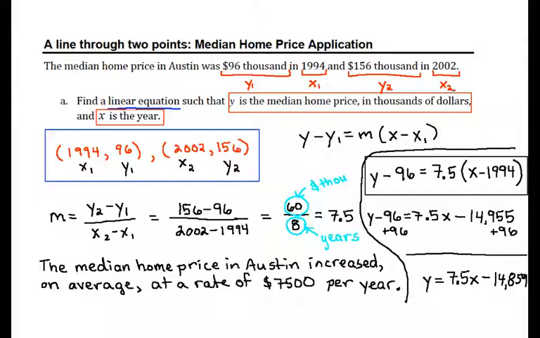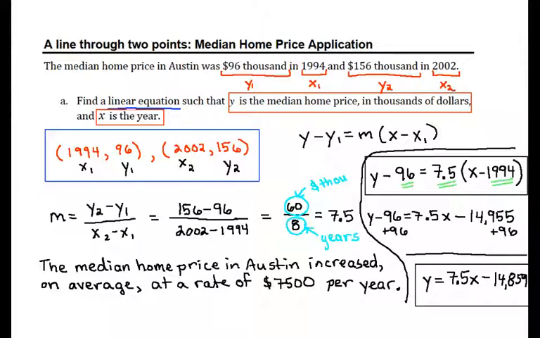This second equation is not in any way better than the first. There are sometimes reasons that we want a slope-intercept equation for something, but in this case, notice if we look at the first equation we got, all of the numbers have meaning, right? That 96 is in there because of the fact that there was an actual $96,000 median home price. That 7.5 is the rate of change, and 1994 is the year in which we had that home price, and x minus 1994 is the number of years since the houses were that price, at least on average.